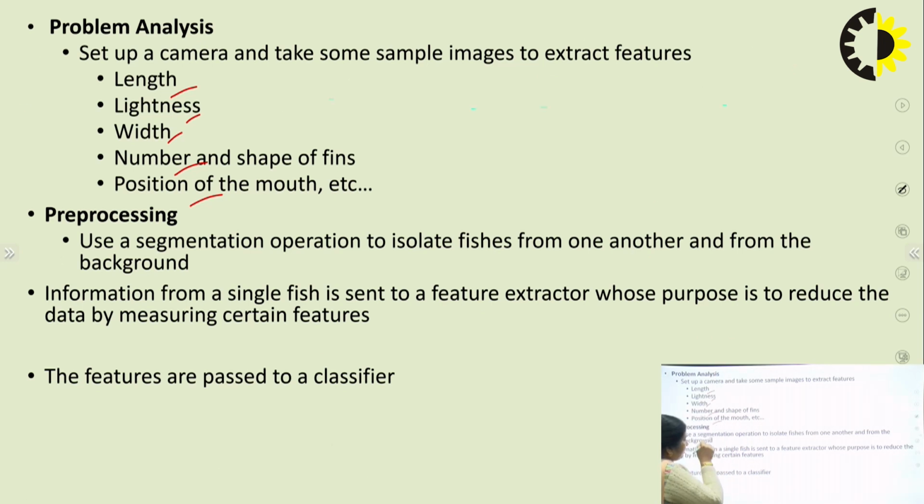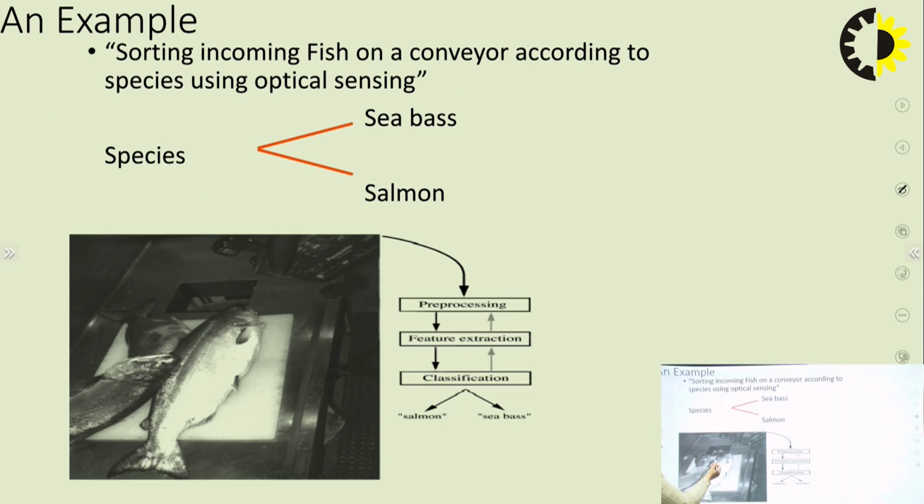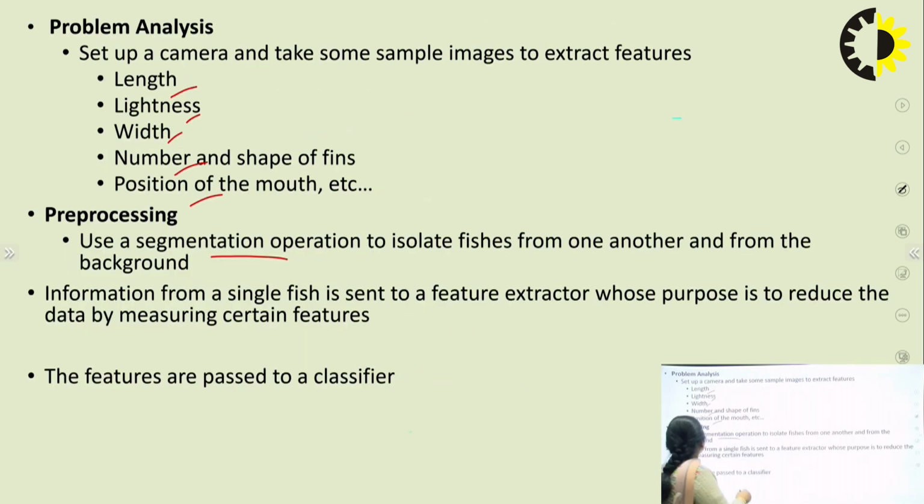Okay. So firstly, we will do the segmentation operation. In the segmentation operation, we will isolate fishes. Isolated fishes means we will have just one fish in the segment. If there are two overlapping fishes, for example, these two, then we will take one segment of this fish and one of this fish separately. And what else is there? There is background. So the fish has to be isolated from the background also. Use a segmentation operation to isolate fishes from one another and from the background.